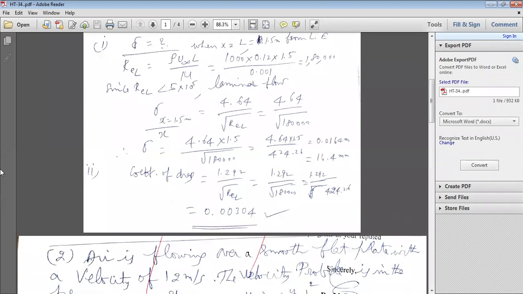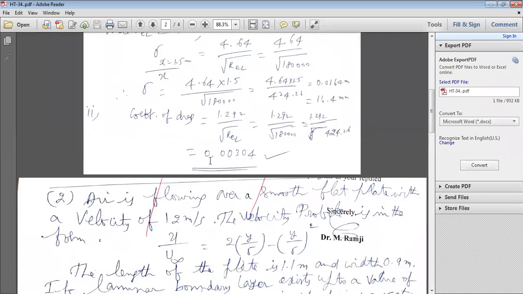That is equal to 1.292 divided by 424.26. There will not be any unit for the drag coefficient. So the coefficient of drag, or average skin friction coefficient, C_F bar, is equal to 0.00304.